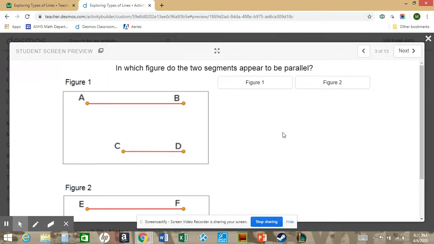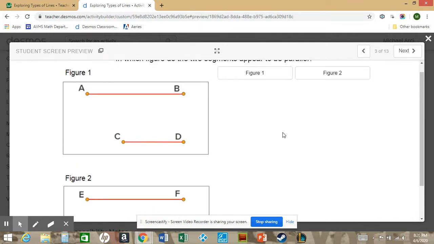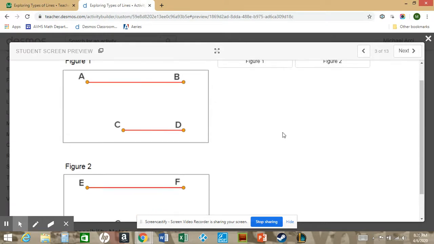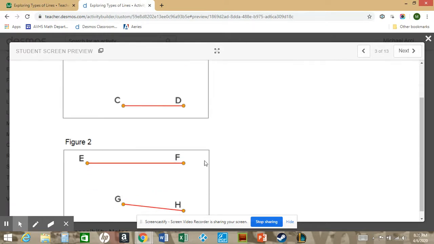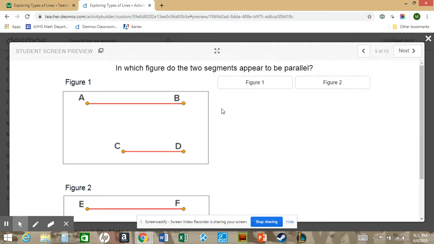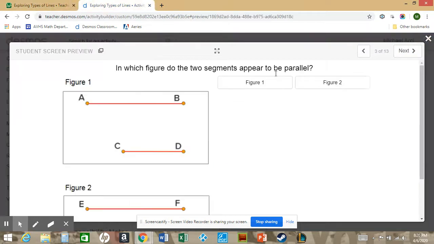In which figure do the two segments appear to be parallel? Hopefully this wasn't too hard for you. A, B, C, D, we should have noticed parallel lines are the same, like railroad tracks, or roads going the same way. Figure 2 is not anywhere close to that. We had everybody actually get this one correct. So good job. Way to know your parallel lines.